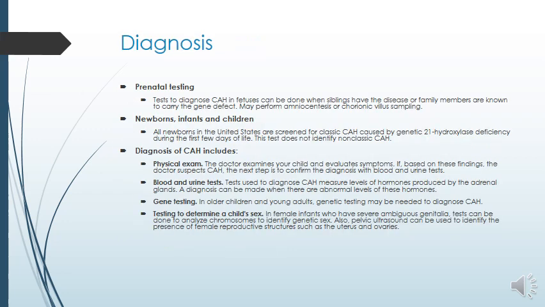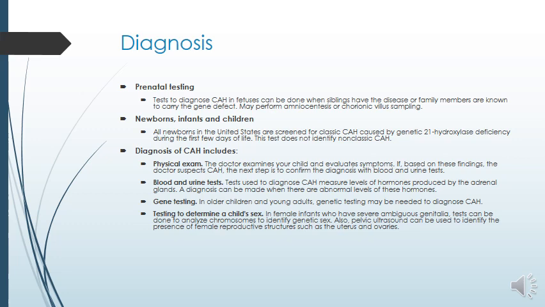For the diagnosis of CAH, prenatal testing can be done to diagnose the CAH in fetuses. This can occur because you have siblings that have the disease or other family members are known to carry a specific gene defect. Amniocentesis or chorionic villus sampling may be performed. All newborns in the United States are screened for classic CAH caused by genetic 21 hydroxylase deficiency during the first few days of life. This test does not identify non-classic CAH.